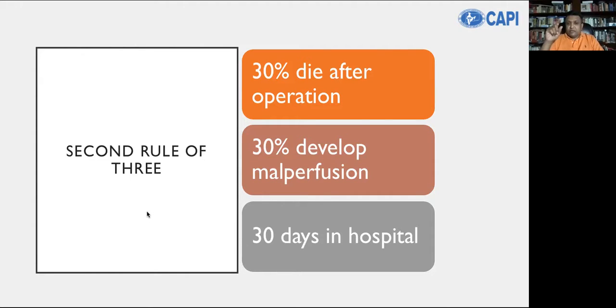And always remember that any type A dissection, they need to spend 30 days at least in the hospital. So the second rule of three to remember: 30% will die, 30% will develop malperfusion, and they'll have to stay for 30 days. That is the reason why you want to replace these aortic aneurysms electively, where the mortality is just 1%. And even if a patient chooses not to get operated and has got a 5 centimeter aneurysm and is non-compliant, their mortality is 13%. You see, so two numbers to remember, 5 and 3.